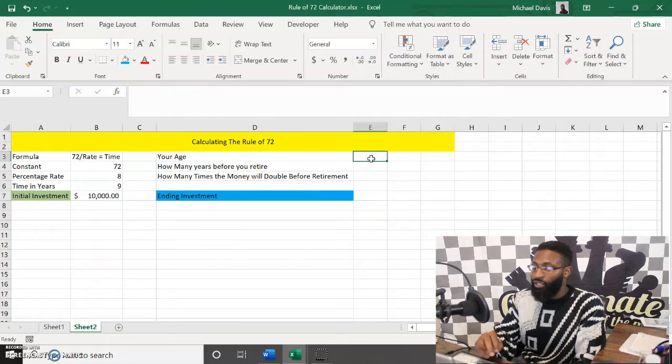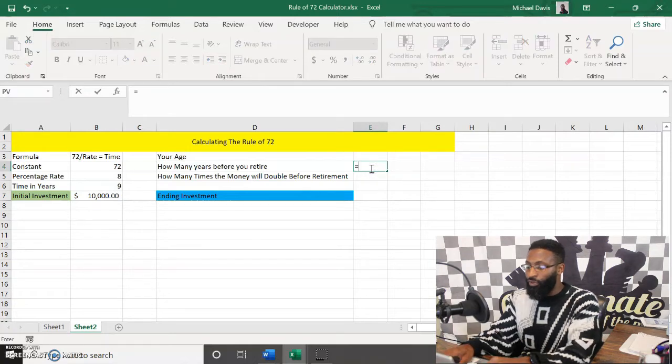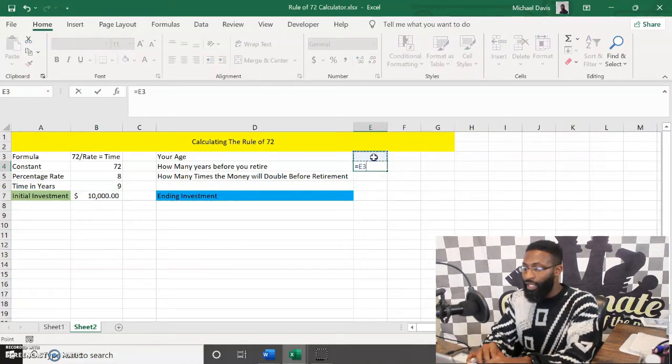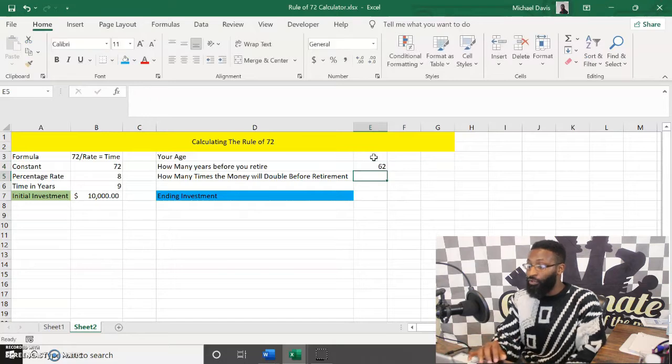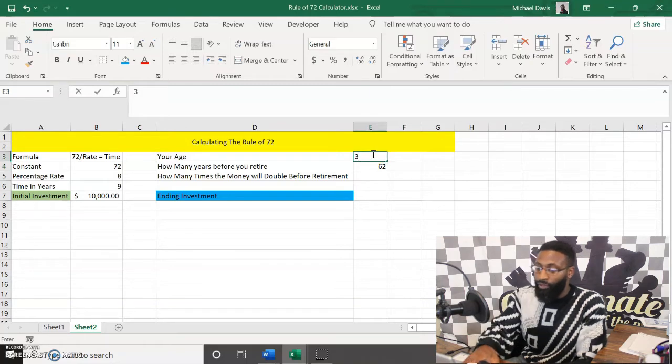We have your age here. It can be any number. I'm going to put that in. But the years before you retire is going to equal 62 minus this number, because 62 is generally retirement age unless they change it. So what am I, 31 now? Not 3.